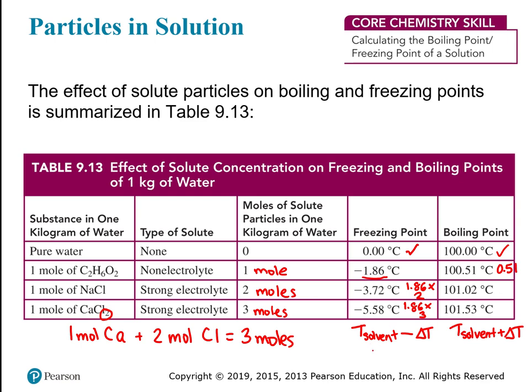So remember this change. For water, it's 1.86 degrees Celsius for every 1 mole of particles, and that has to do with your freezing point. For the boiling point, it's 0.51 degrees Celsius for 1 mole of particles. And that's your boiling point. And we'll put these to use.